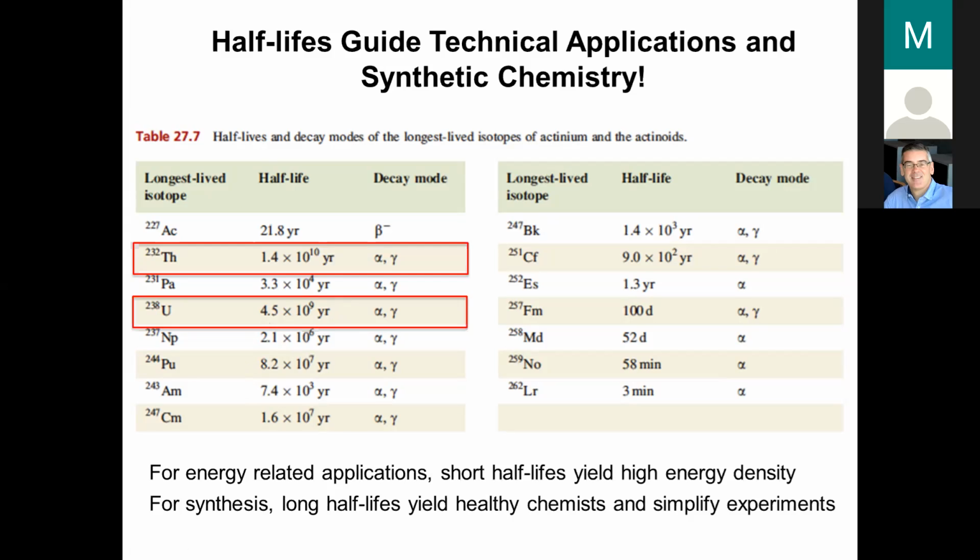So a good entry into synthetic actinide chemistry for everyone is typically thorium and uranium chemistry, with a half-life of 10 to the power of 10 and 10 to the power of 9 years, with the predominant decay mode being alpha emission, which can be shielded pretty effectively, for example, by working in a glove box.